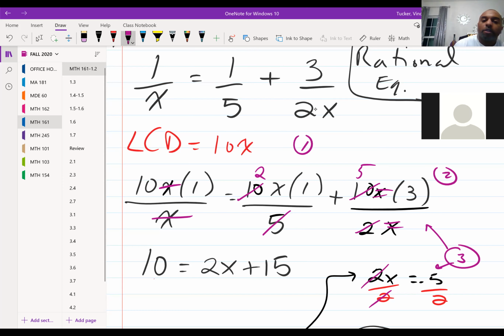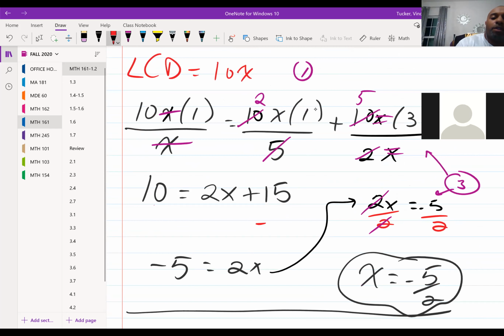All right. So now we can finish it off by first subtracting 15 from both sides. 15's cancel, leaving me with negative 5 equal to 2x. Then to finish it off, divide both sides by 2. X is equal to negative 5 over 2.